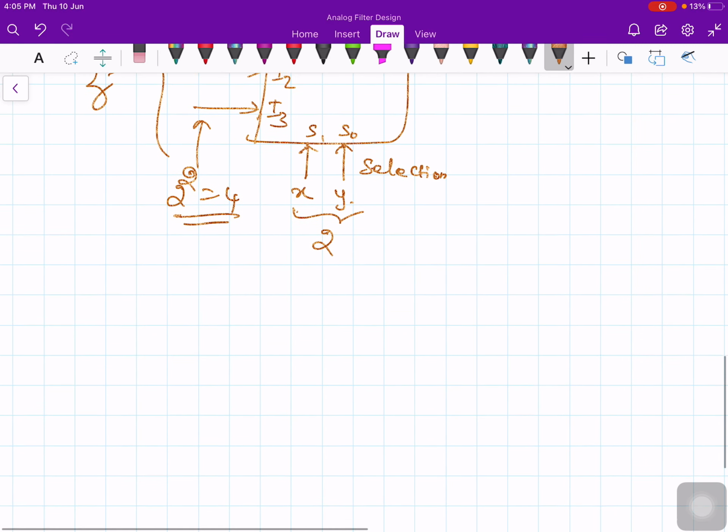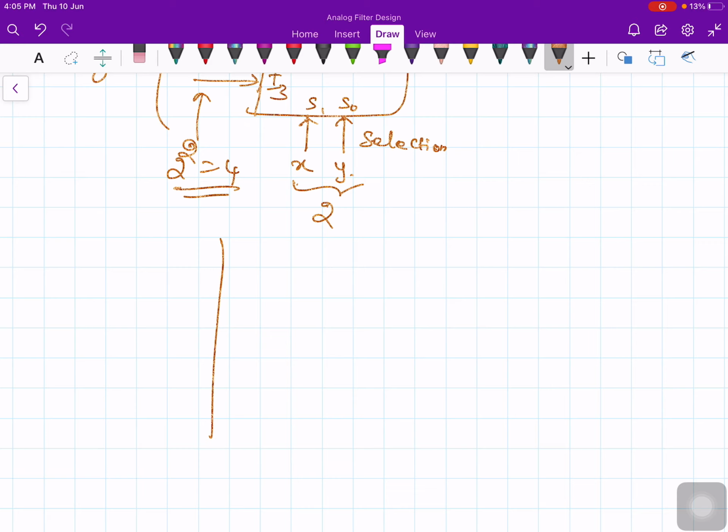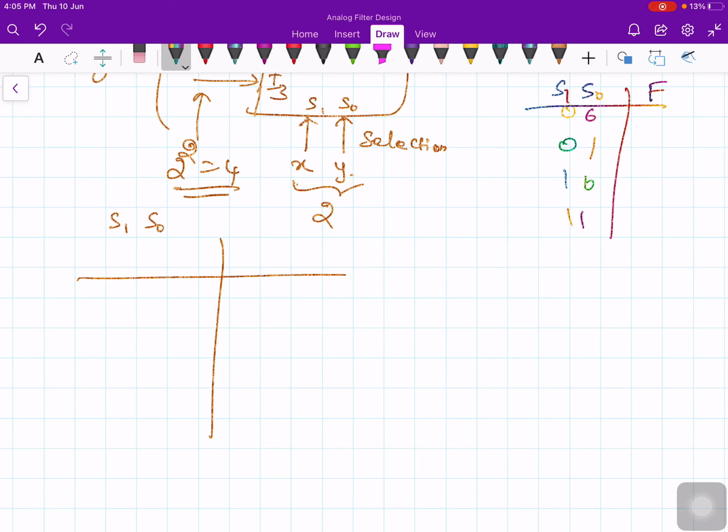Now let us put the combinations. As you know, you have two inputs, S1 and S0. So you have all combinations, right? 0 0, 0 1, 1 0, 1 1. This is S1 and S0. The output F is going to be I0, I1, I2, I3. So this is the general operation of our multiplexer that we have already discussed in the previous lecture.